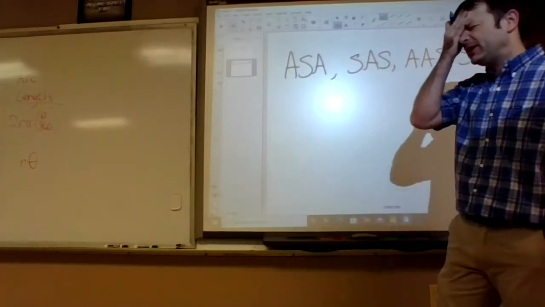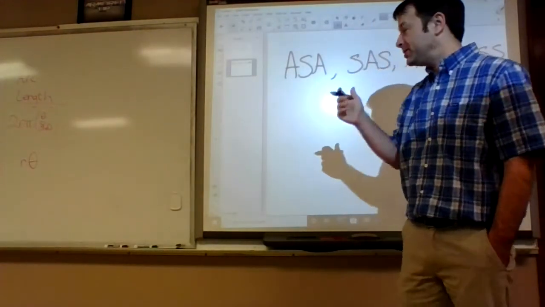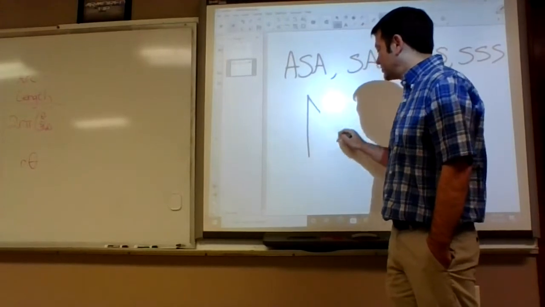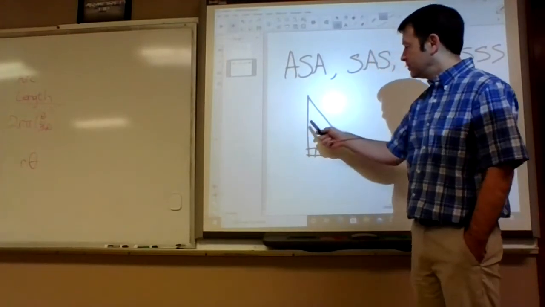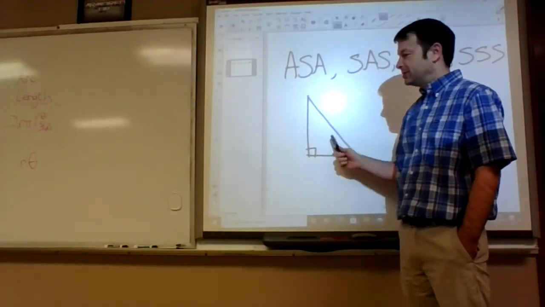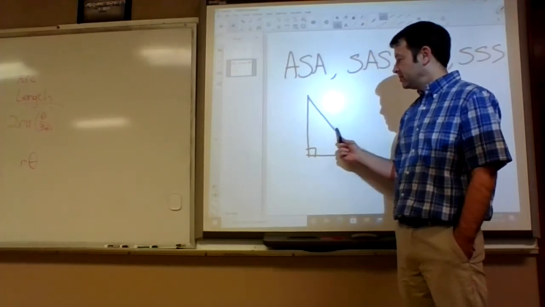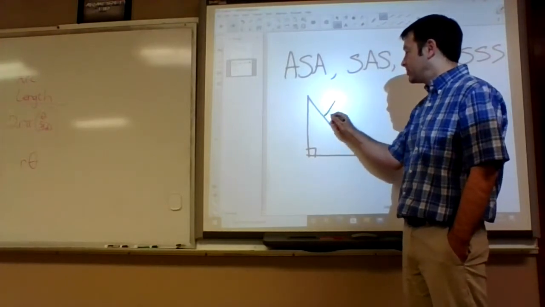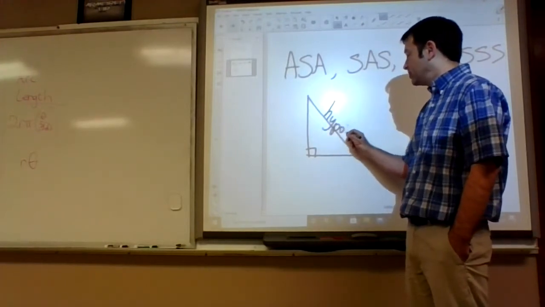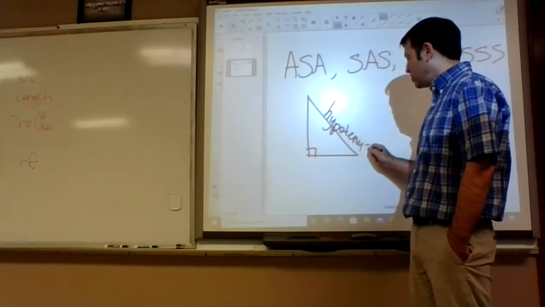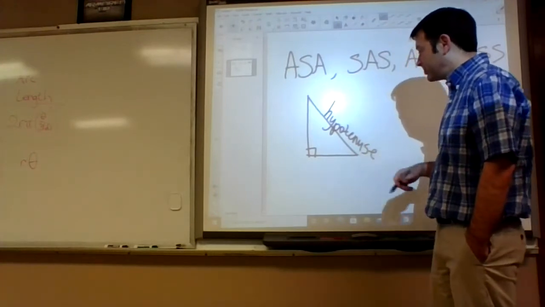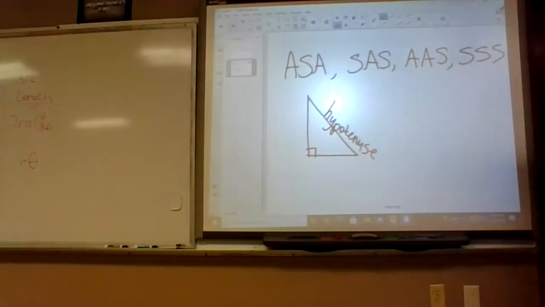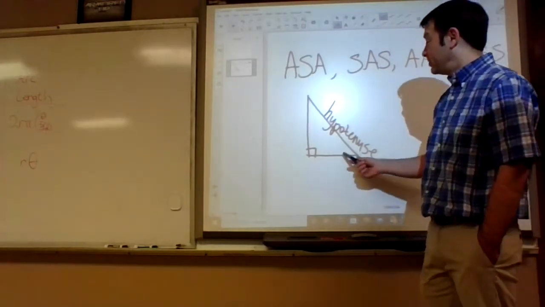Today we're talking about right triangles. You guys remember what the sides of a right triangle were called? The right angle is 90 degrees. The sides are called the hypotenuse and legs. The legs are around the right angle, and the hypotenuse is across from the right angle. It's always the biggest side. Hypotenuse, that's how you spell it.